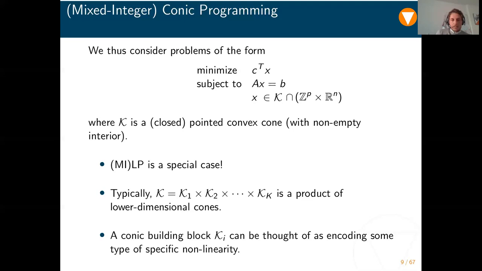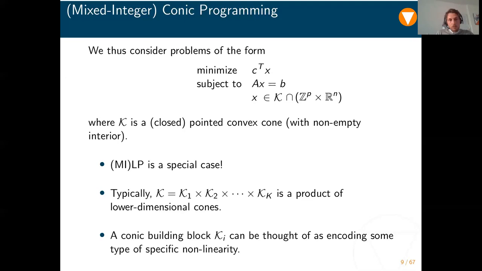So you can take many small, low dimensional cones, if you wish, that encode some of the nonlinearity you have in your problem. And then in order to put that all in a big, large conic program, you just take Cartesian products of these very small cones. They build up the whole cone by just stacking on top of each other many nonlinearities somehow. So the next section will then mostly be concerned with looking at many examples of cones that can be plugged into this standard form as conic building blocks.